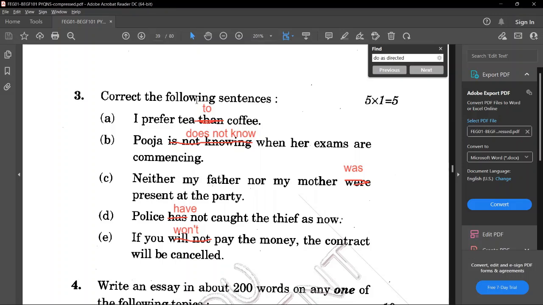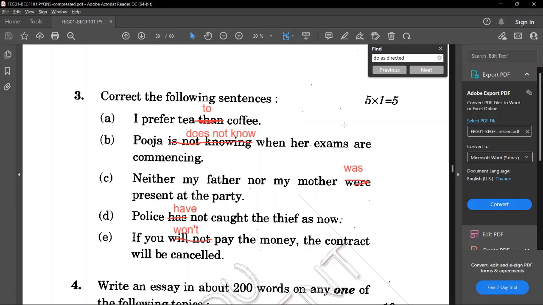Then B. Pooja is not knowing when her exams are commencing. Is not knowing is not correct grammar. Instead of is not knowing, it will be does not know. Then C. Neither my father nor my mother were present at the party. So when neither and nor or either and or comes, it will be was and not were because we are using a singular form of a sentence.